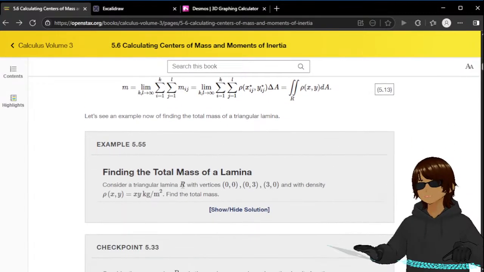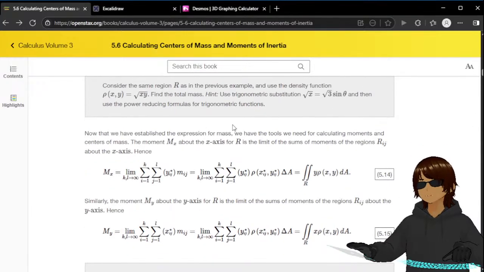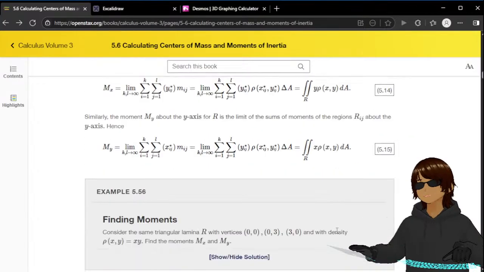Consider a triangular lamina R with these vertices and a density of xy. Find the... I will just skip that. Now that we have established the expression for mass, we have the tools we need for calculating moments and center of mass. The moment Mx about the x-axis for R is the limit of the sums of the moments of the regions Rij about the x-axis. Hence, Mx is y, the distance from the x-axis, times the density, for every point dA. My is x times the density dA.